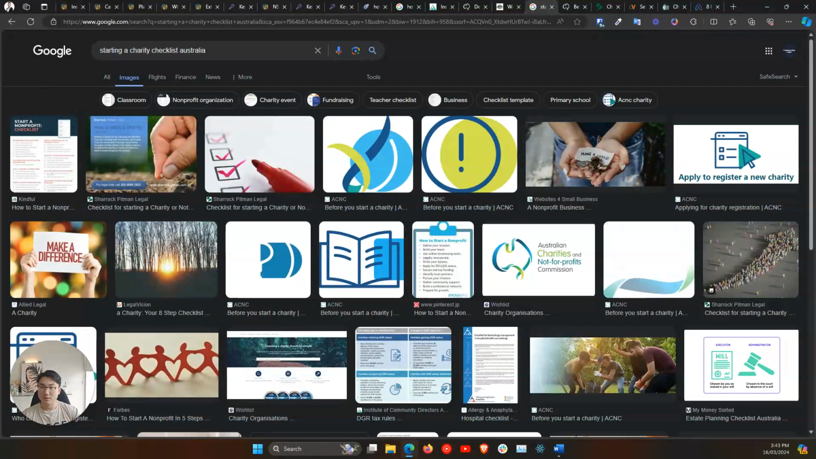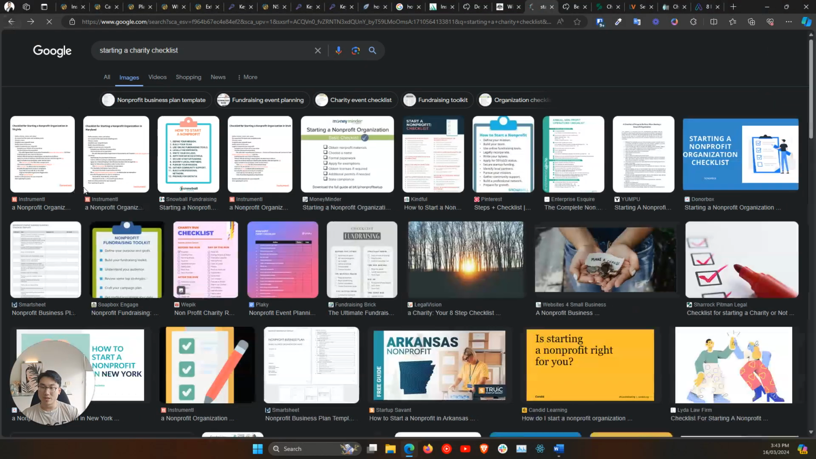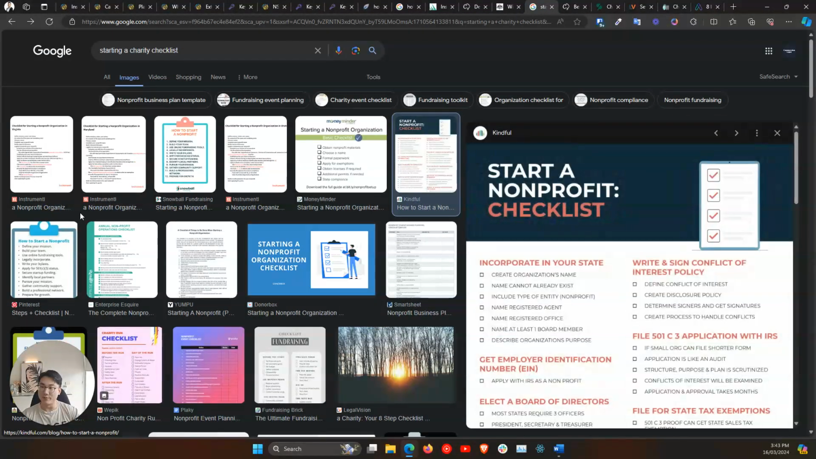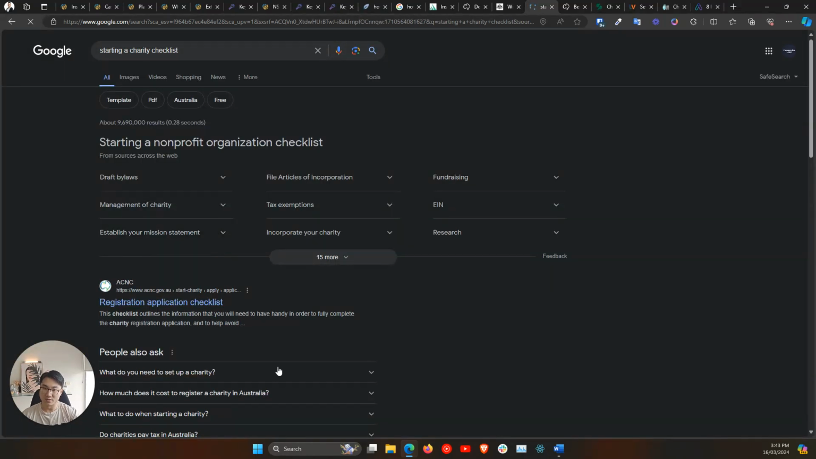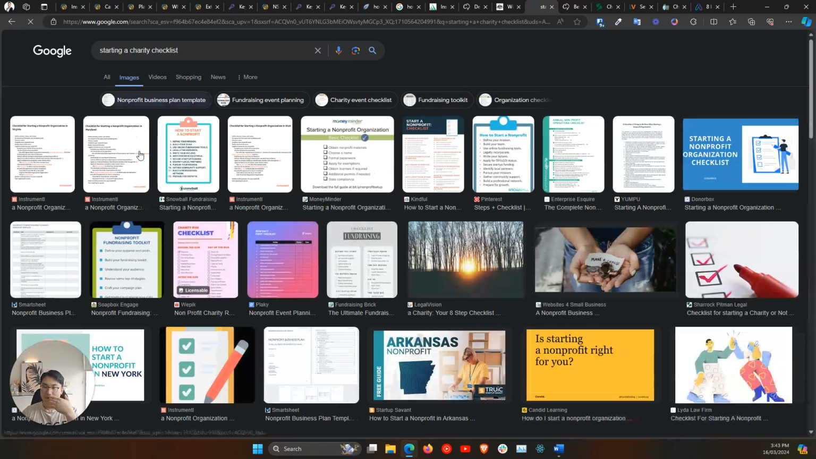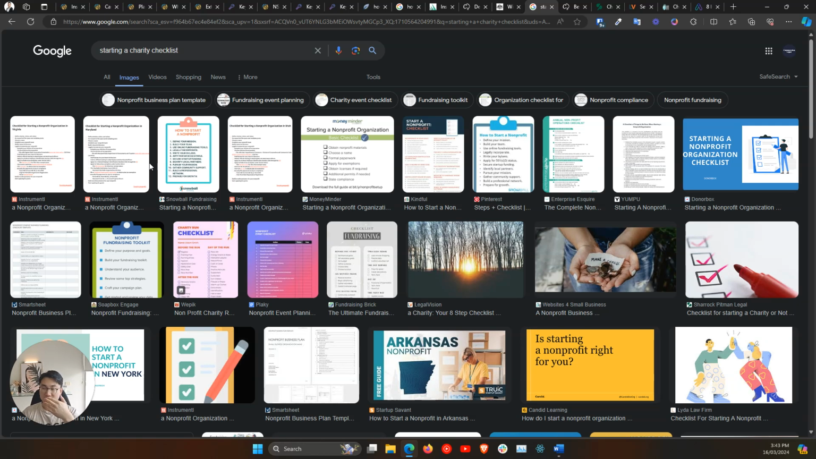So again, infographics are helpful for bringing organic traffic from the image search results, which again, not many people would go to images if they want to start a charity, if they want to have a look at a charity checklist, but it's still a source of traffic. And secondly, having an infographic also helps with ranking your article in the all search results as well. So that's why infographics are really helpful for SEO.